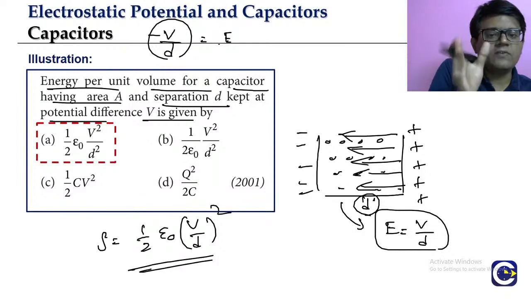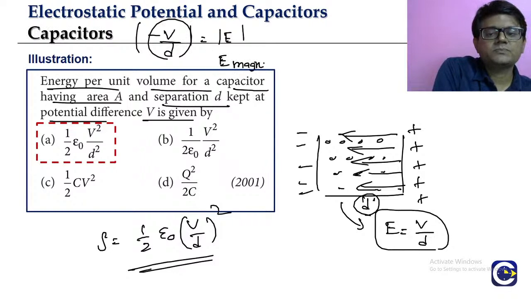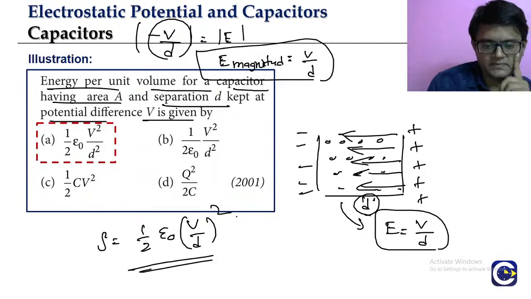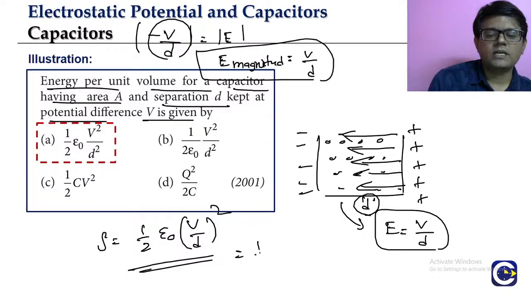But we only need the value. So if you take a modulus, that is the electric field magnitude. What is the electric field magnitude? The direction we know, it will be from positive plate to negative plate. The magnitude alone will be V by D, where V is the potential difference between the two capacitor plates. Okay, so look, in place of that V by D, what can we substitute? E.